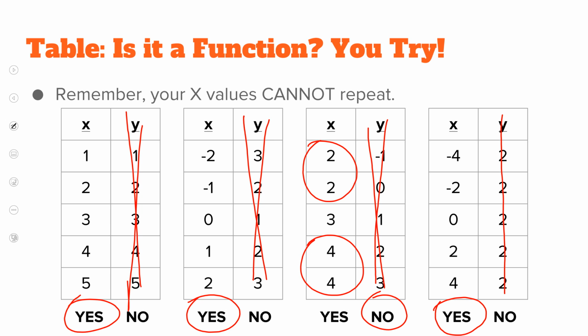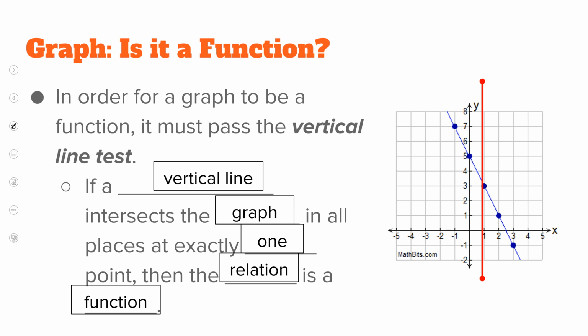Let's go and look at some graphs now. In order to look at graphs, we've got to do what's called the vertical line test. If a vertical line intersects the graph in all places at exactly one point, then the relation is a function. That's what we call our vertical line test. What does that mean in easier terms? If you can draw a vertical line, which is up and down, through the graph given, and it only hits that graph at one point, so it only intersects at one point, then the relation that is graphed is a function.